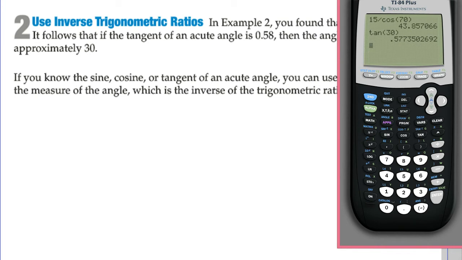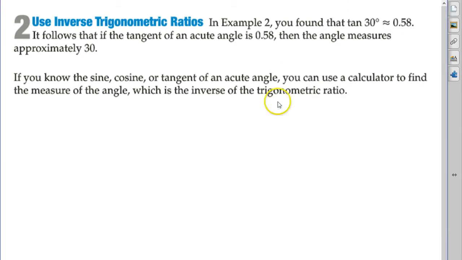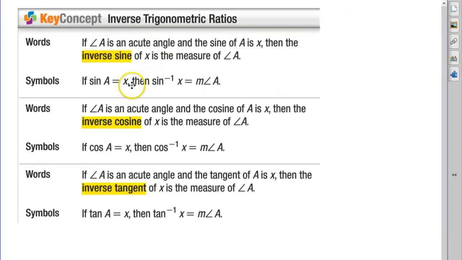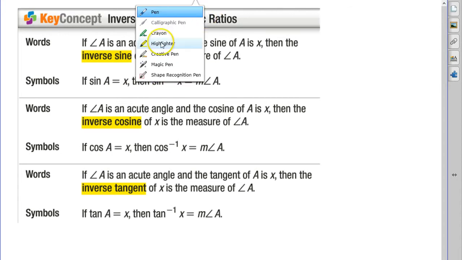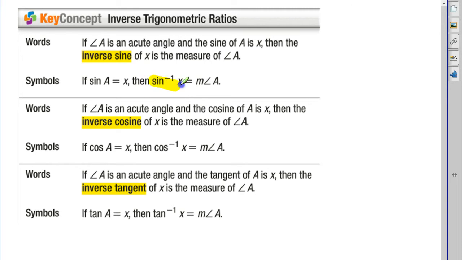The question that comes up next is, okay, if I can find the tangent of an angle, what if I knew the ratio? Could I work backwards to the angle? And the answer is yes. And that's what these inverse trigonometric functions do. So it's called inverse sine, and it looks like sine to the -1. That means inverse sine. Inverse cosine is cosine to the -1. And inverse tangent is tangent to the -1.